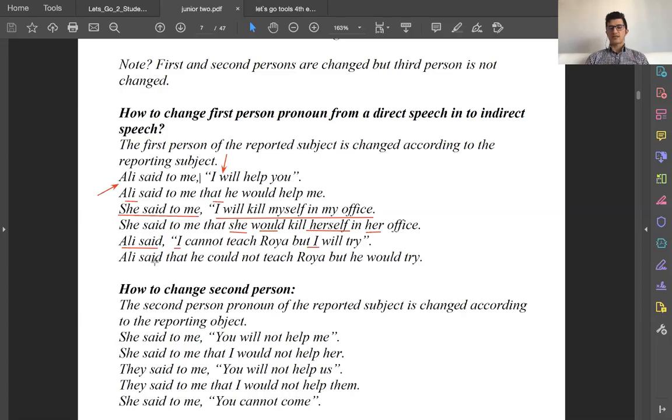Ali said that he cannot is changed to could not, because can is changed to could not teach Ruya. But again we have I here, first person, so it should be changed to he here.